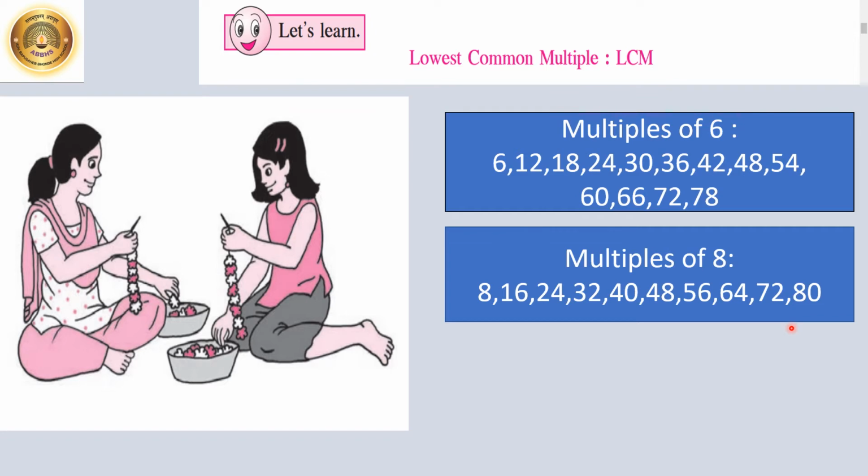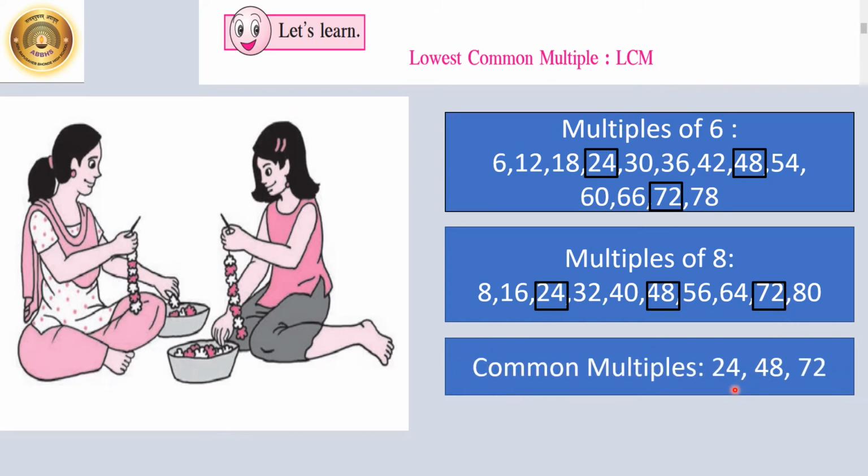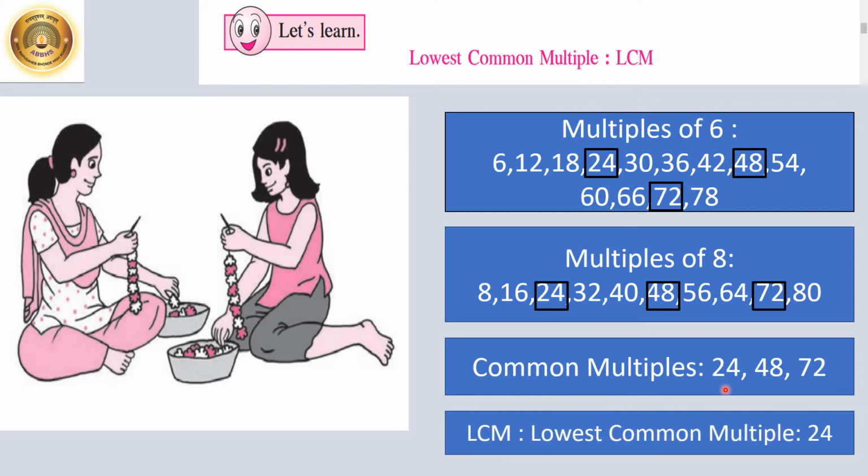Now find out common multiples. See here, 24 is common, 48 is common, 72 is common. Let's write common multiples: 24, 48, 72. So students, 24 is the lowest common multiple. LCM, lowest common multiple, is 24.